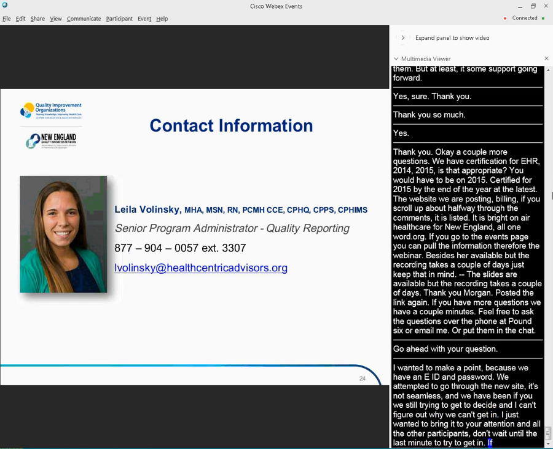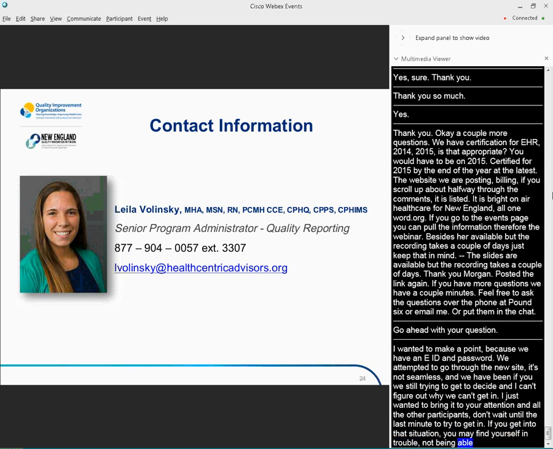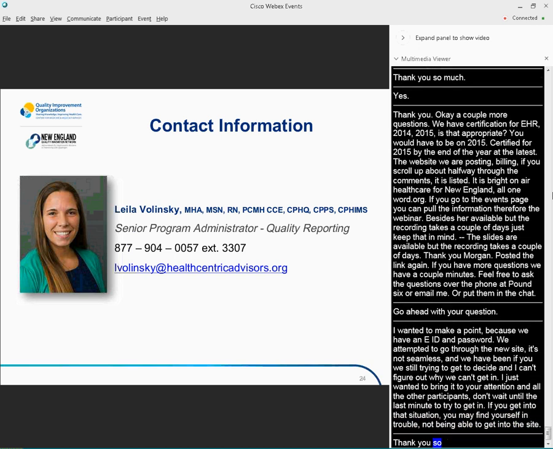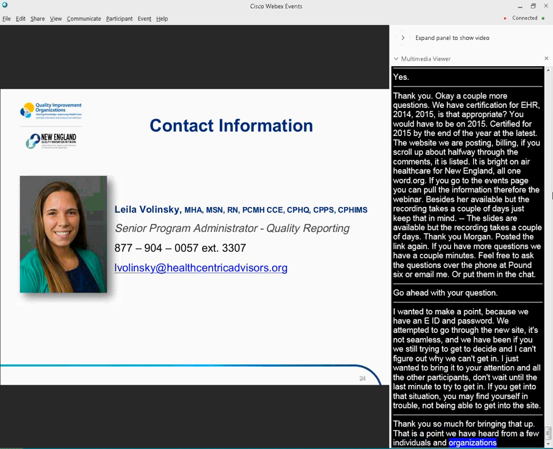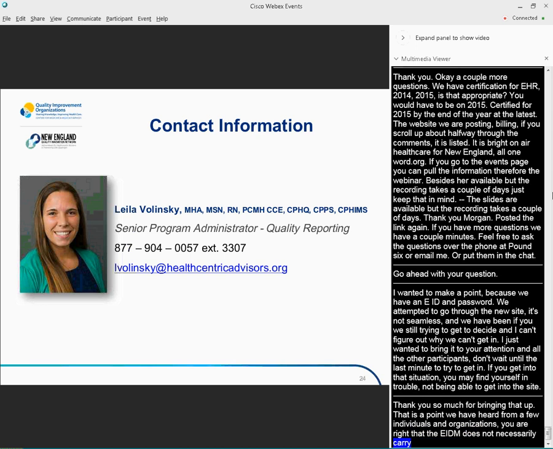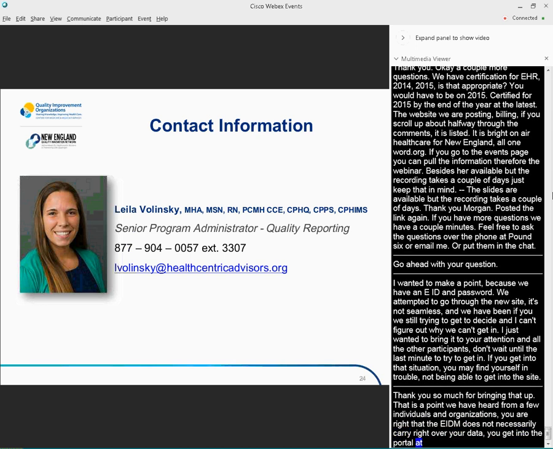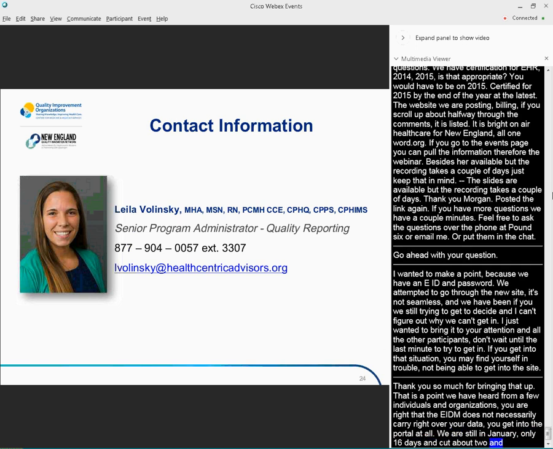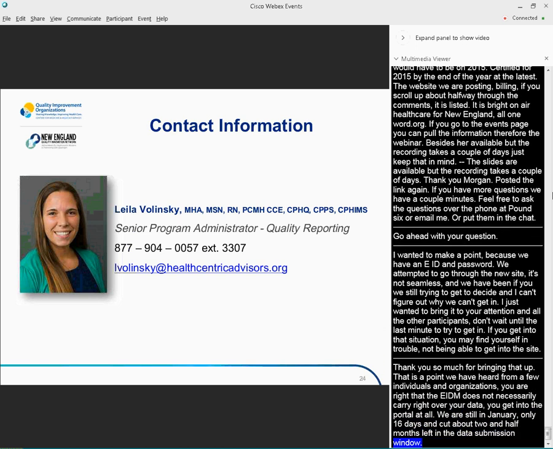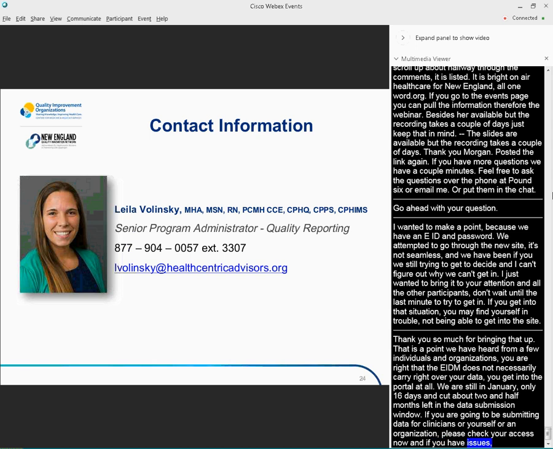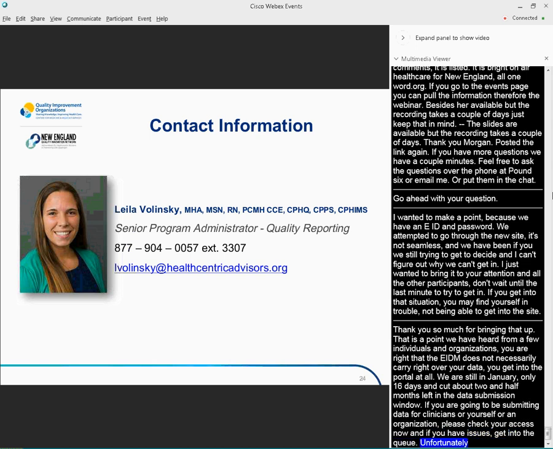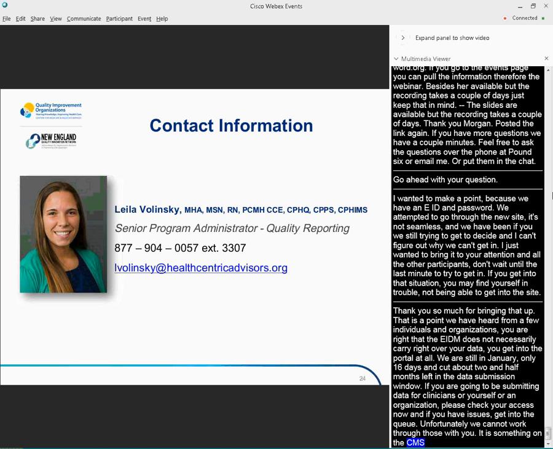Absolutely. Thank you so much for bringing that up. That is a point we've heard from a few individuals and organizations: the EIDM doesn't necessarily carry right over. All your data isn't present when you actually get into the portal itself. We're still in January, only 16 days in, with about 2.5 months left in the data submission window. So if you are going to be submitting data for clinicians or yourself or an organization, please check your access now, and if you have issues, get into the queue. Unfortunately, we can't work through those with you. It's something on the CMS side. They have to connect all the dots, but we're happy to help you get to where you need to be. So thank you for bringing that up.